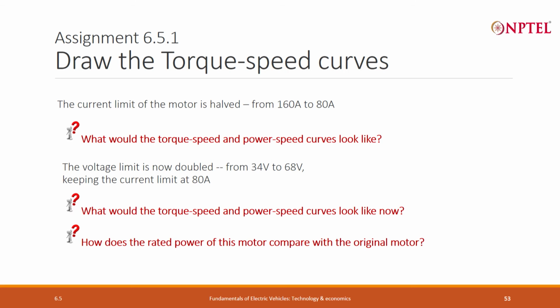The motor is still the same, it is only the controller that is defining the limits, but motor and controller is a combination. What will be the peak power of the new motor controller combination compared to the old, and what will be the torque speed curve of the new motor controller combination compared to the old? This is what you have to figure out.